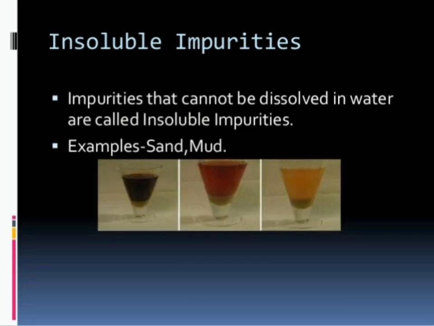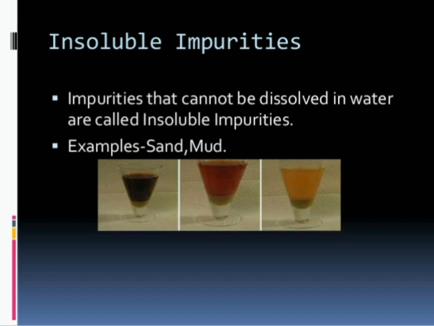Next is insoluble impurities. What does insoluble mean? That is, which does not dissolve in water. So, the impurities which do not dissolve in water are called insoluble impurities. For example, sand, mud, leaves, twigs, etc.